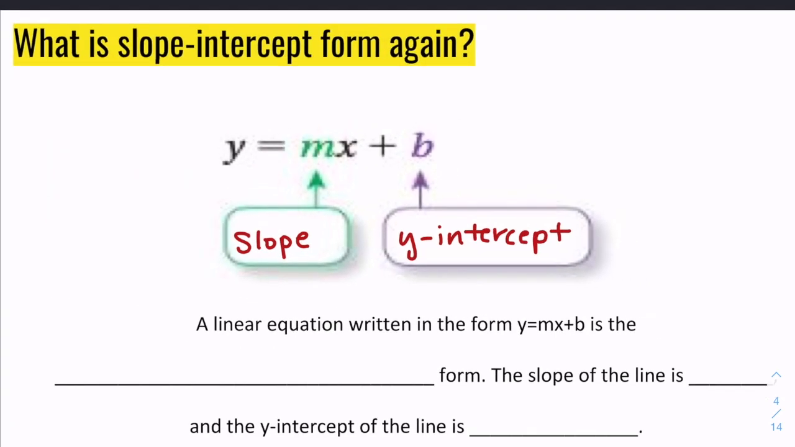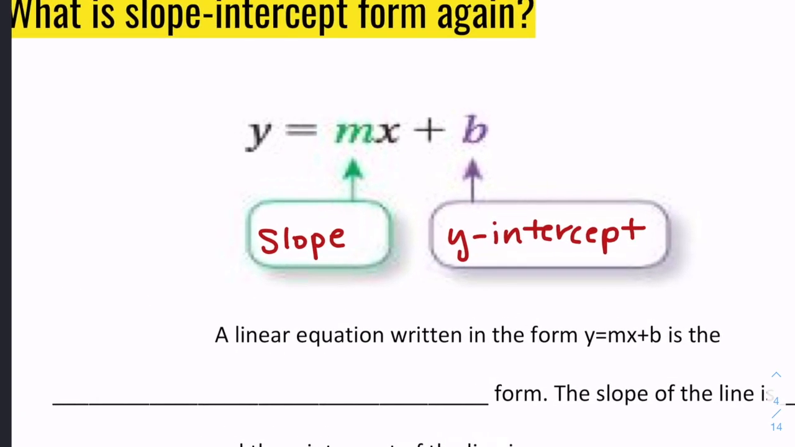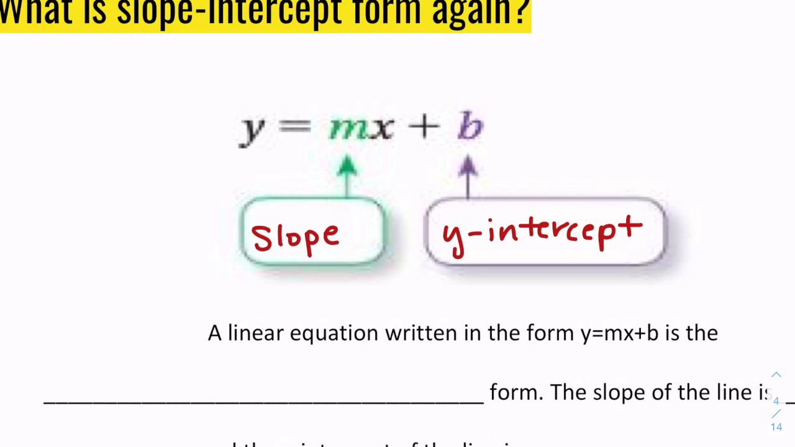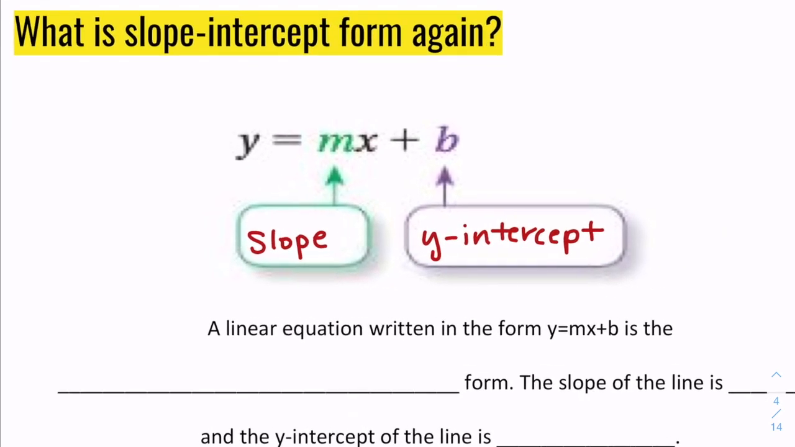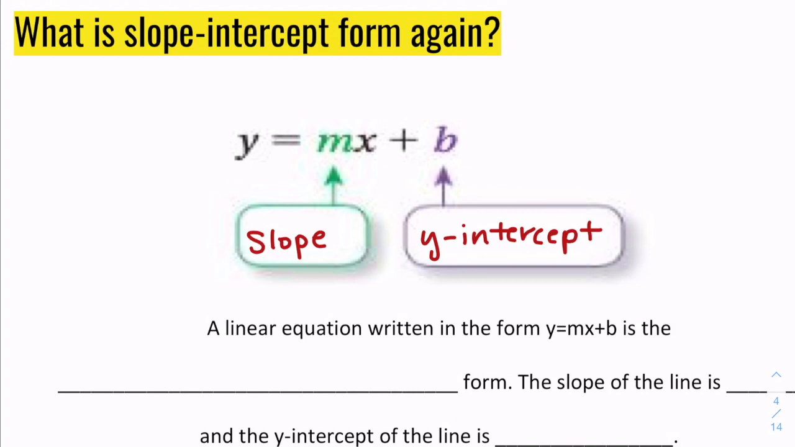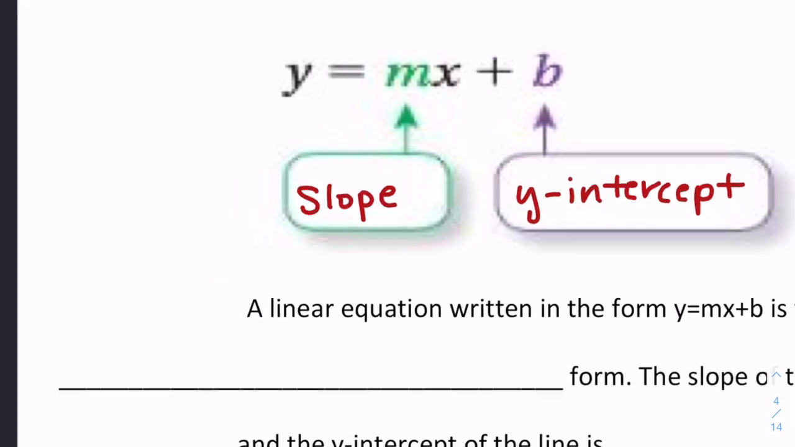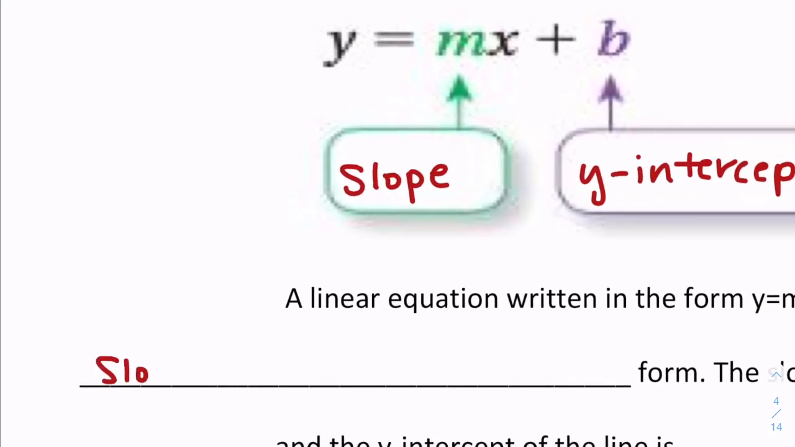So what's nice about slope-intercept form is we really get those 2 pieces of information visually. You can tell right away what the slope is, what the y-intercept is, and then it's just a matter of putting those on your graph accurately. So here's the formal definition. A linear equation written in the form y = mx + b is the slope-intercept form.